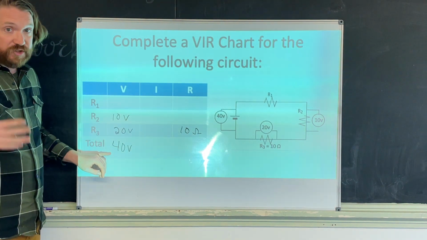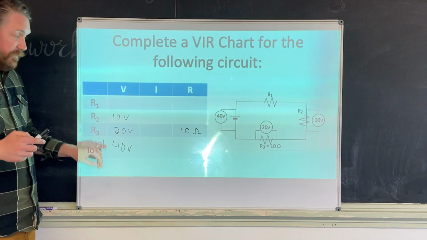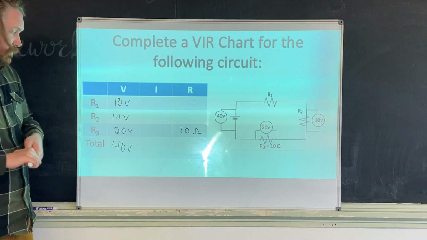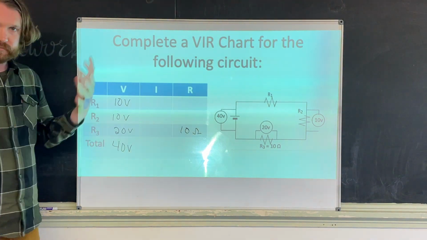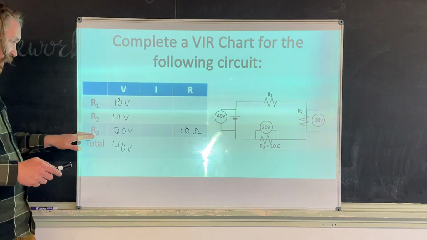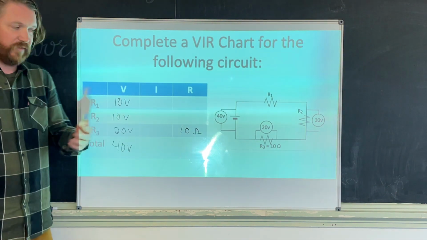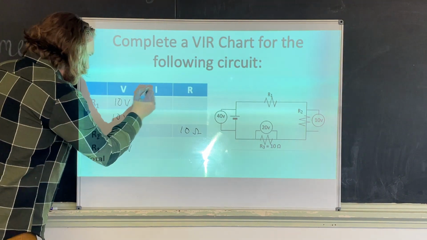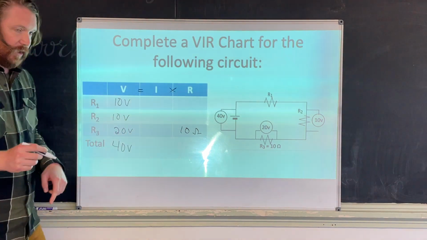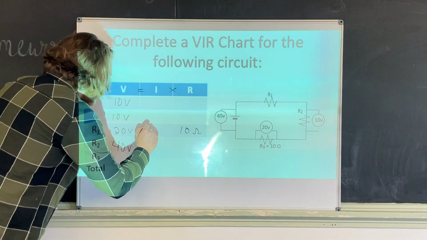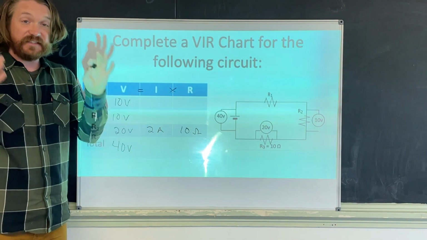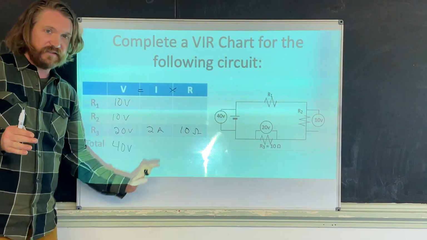If my total voltage is 40, that means in order for these to add up to 40, this first resistor has to use 10 volts. 10 plus 10 is 20, 20 plus 20 is 40. Awesome. Now I can go across my rows. I could have done this first, it's fine. And I know that voltage equals current times resistance. So here I have 10 times blank equals 20. Well, what times 10 equals 20? Well, 2 does. Since this is a series circuit, I know the current is the same everywhere.